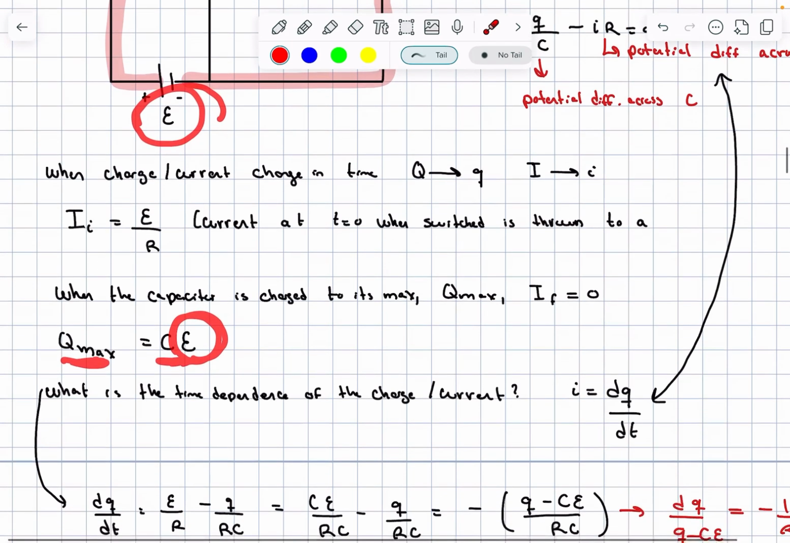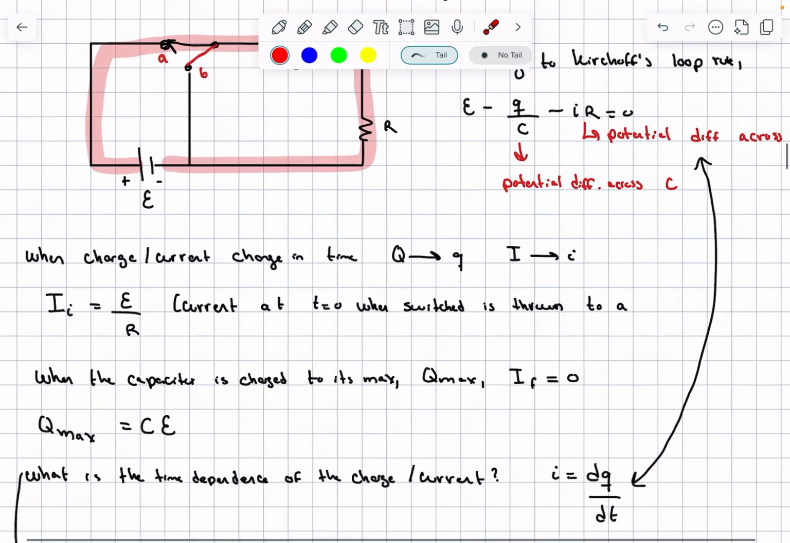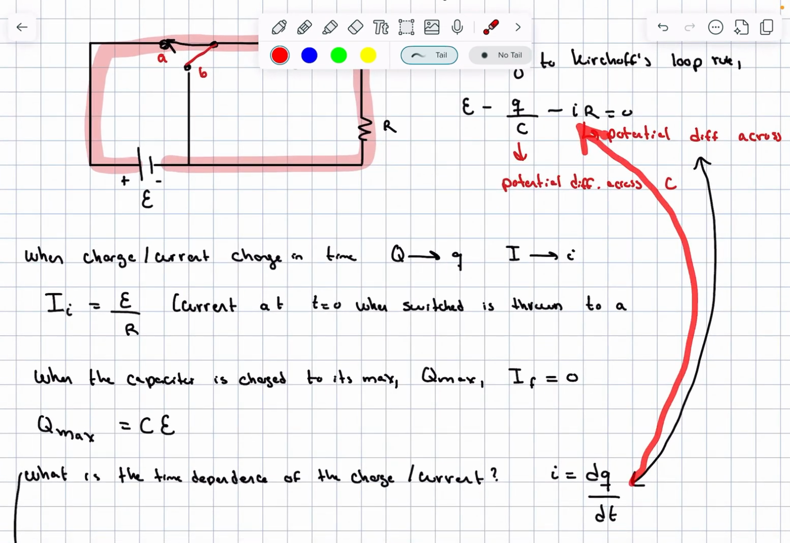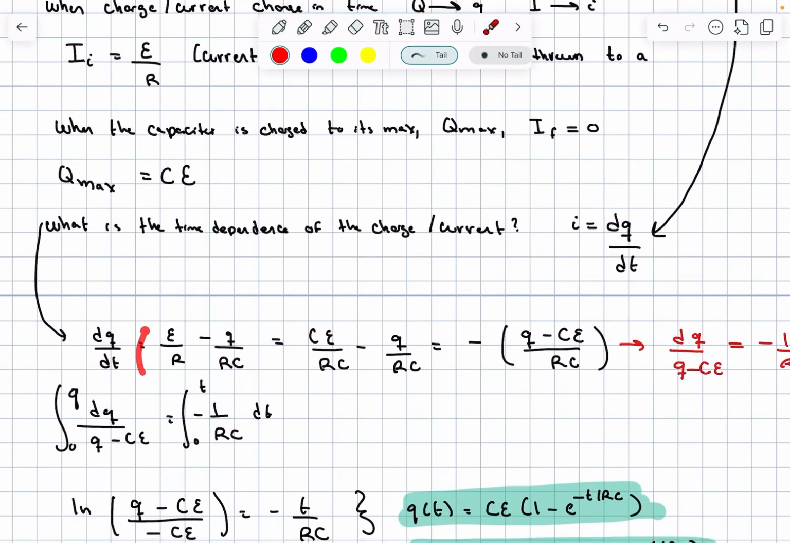So then what is the time dependence of the charge or current? So how does this current change in time? Because we know it goes from this and it ends up as this, but what's the intermediate process? Well, we know that I is equal to dq over dt, so we're going to plug that into this equation here and just divide it by R. And we see that we get dq over dt is equal to this. All I'm going to do is multiply the top and bottom by C, put them all into some nice equation here, so we get dq over dt is equal to this.